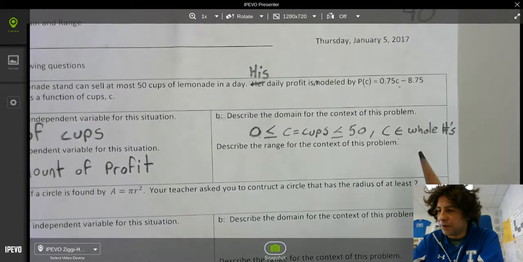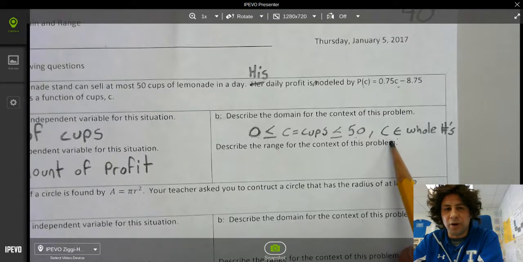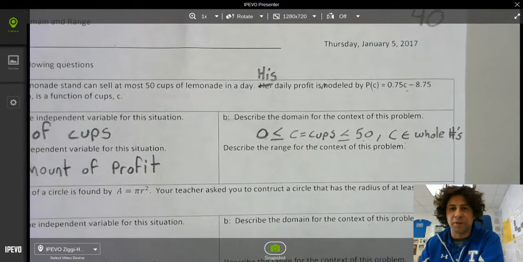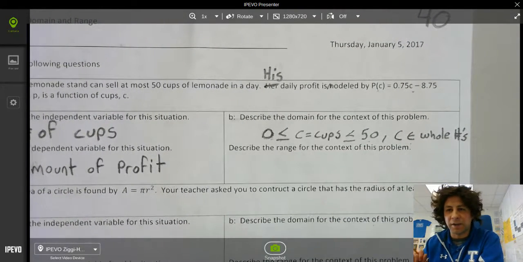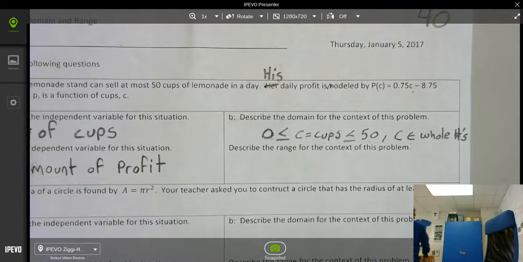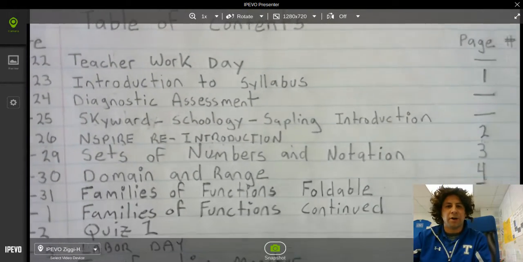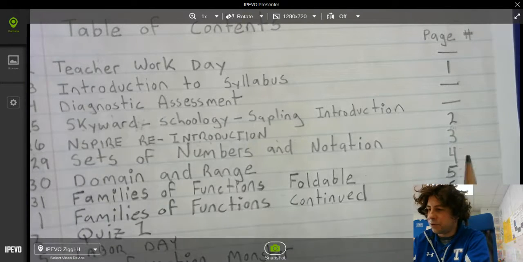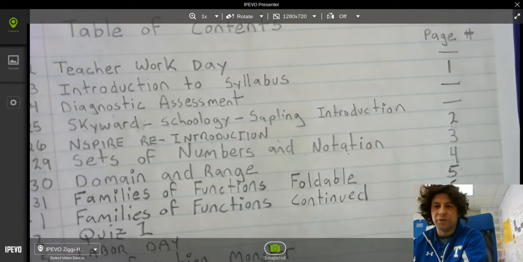Now, because I've just kind of opened that up, we need to go back in our notes and review whole numbers, real numbers, rational numbers. So if you would, pause for a second. I'm going to get the notes for that, and I'll be right back. All right. So let me throw it in here. In our notes on page 3, we had sets of numbers and notation. So let's look at that now.